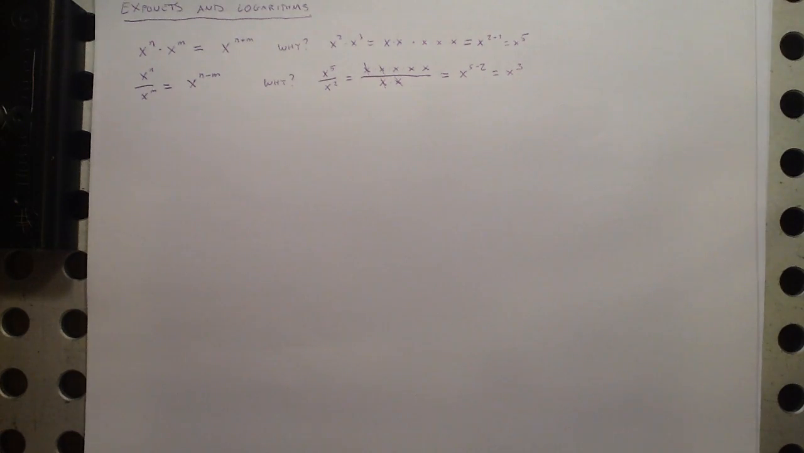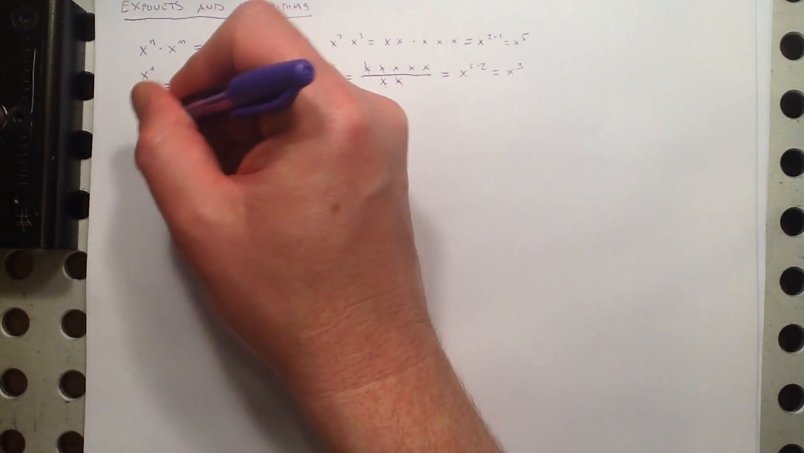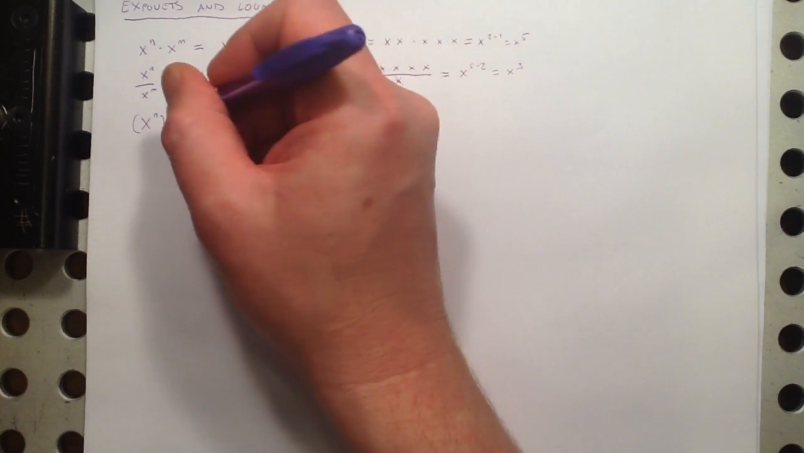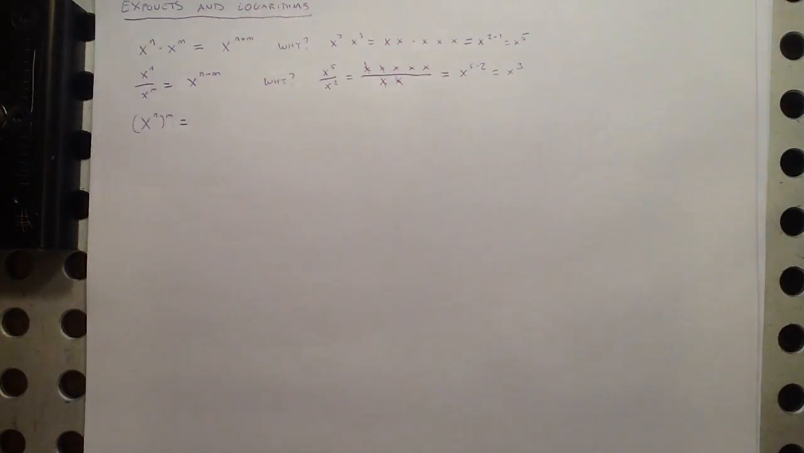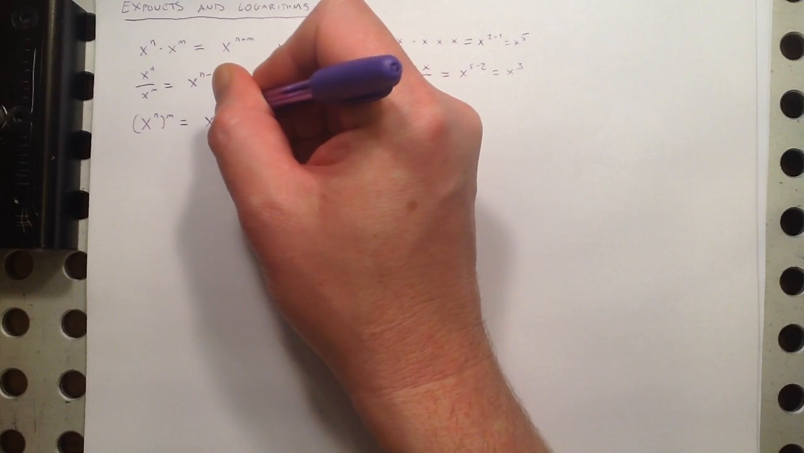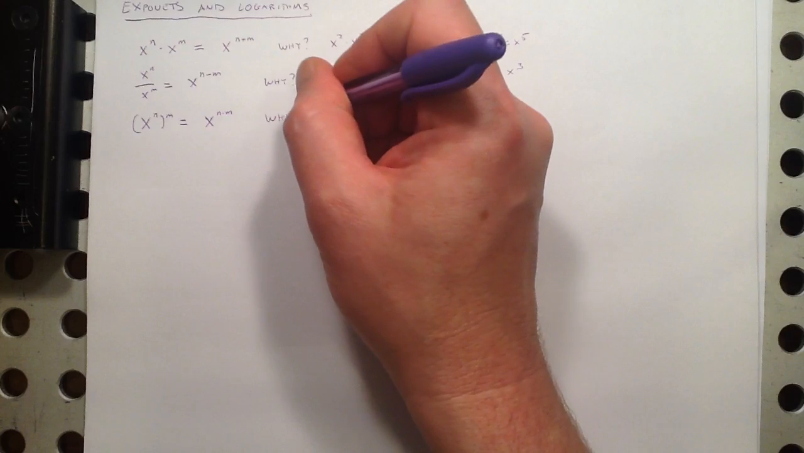So those are very basic rules. I'm sure you know those. We should throw in, just for good measure, what's x to the n to the m. What about that? Well, that's x to the n times m. And why is that true?